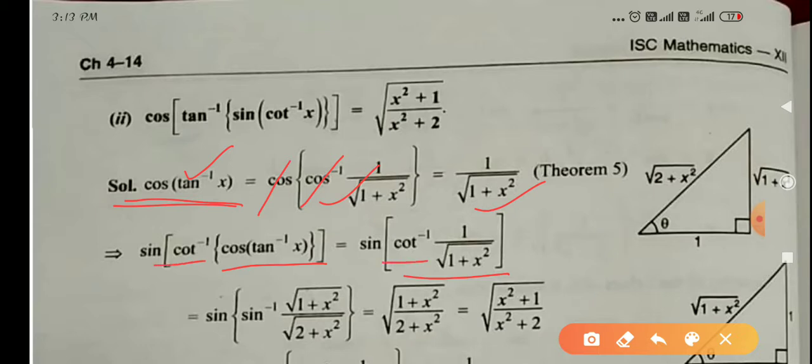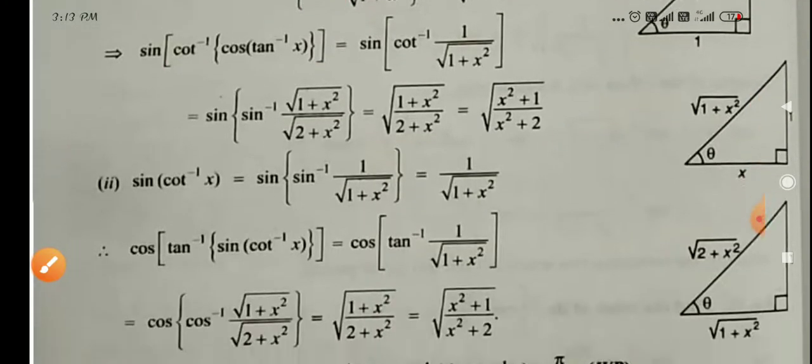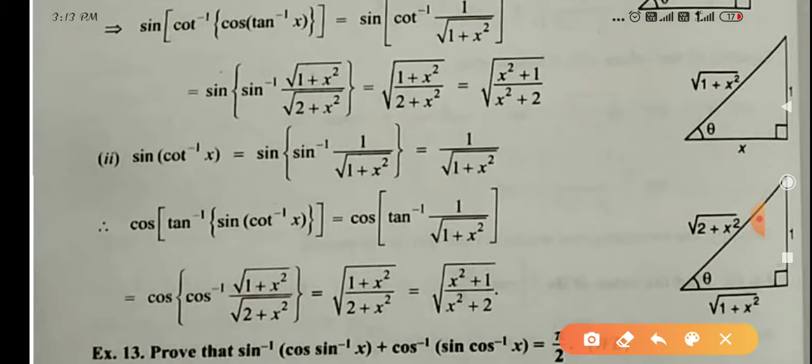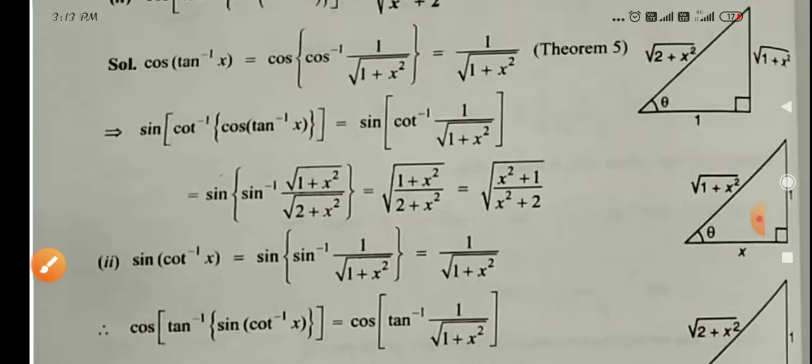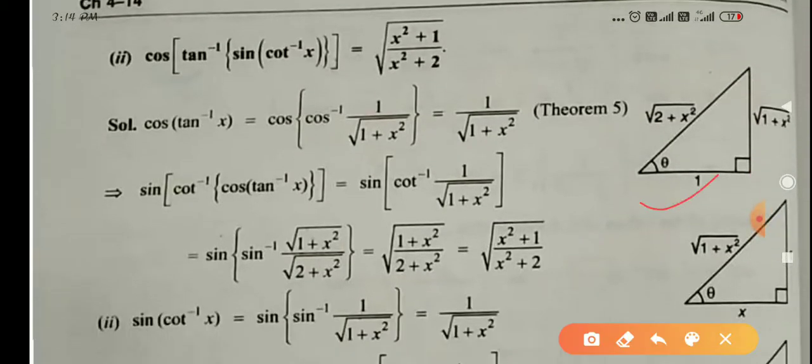Cot inverse is already given. After this step, now I have to convert cot inverse into sine inverse. So you can directly apply that conversion property, or if you don't want to apply it, then you can make a triangle, and with the help of the triangle you can find this. Cot is base upon perpendicular. So base is 1 and perpendicular is under root 1 plus x square. By the Pythagoras theorem, the hypotenuse will come under root 2 plus x square.